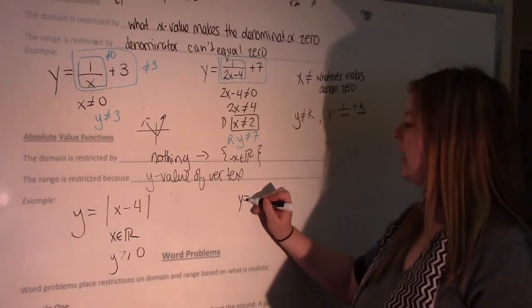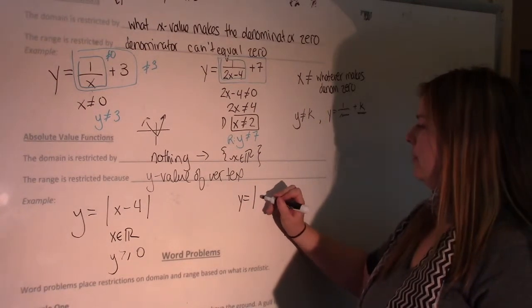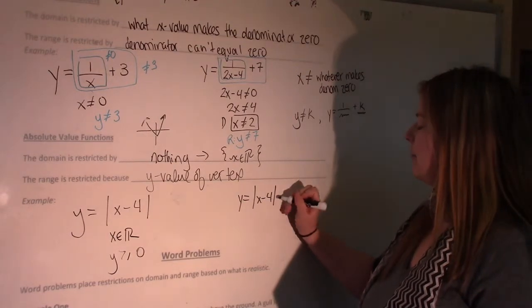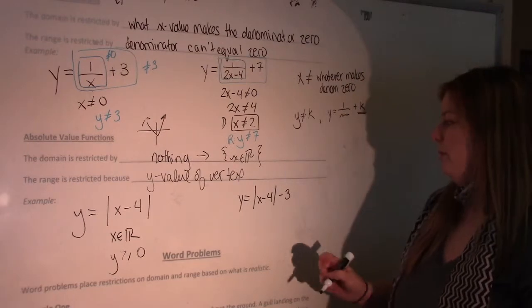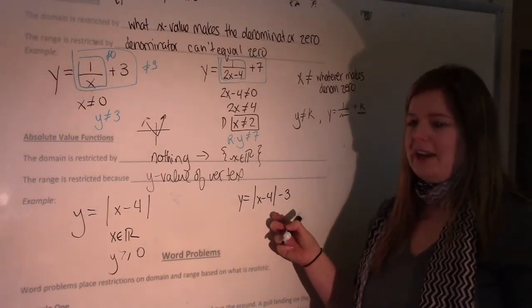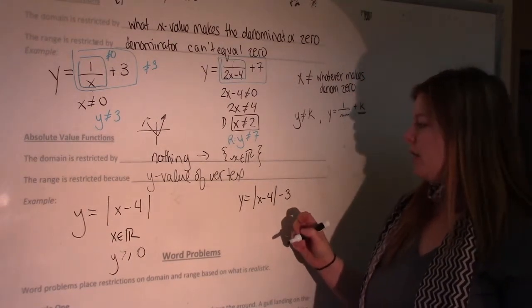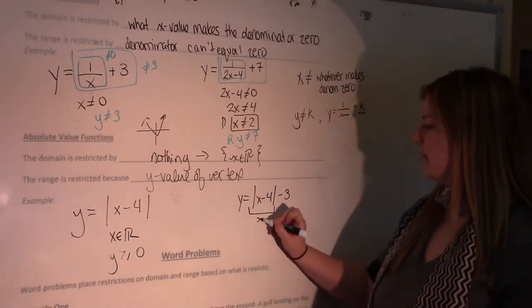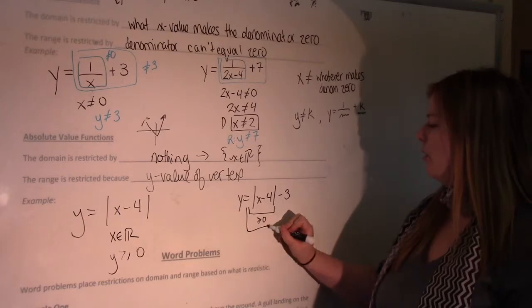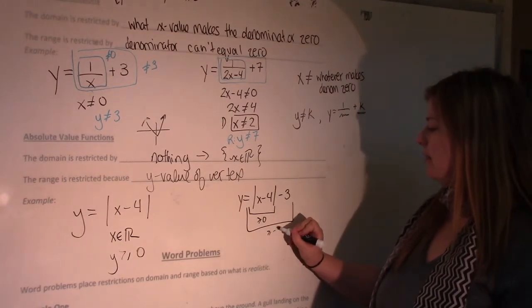But what if you had y equals the absolute value of x minus 4, but then on the outside you had a minus 3? So whatever comes out of here has to be non-negative, so 0 or higher. So that means whatever comes out of the whole thing, so whatever, if this is greater than or equal to 0, so the whole thing is greater than or equal to minus 3.